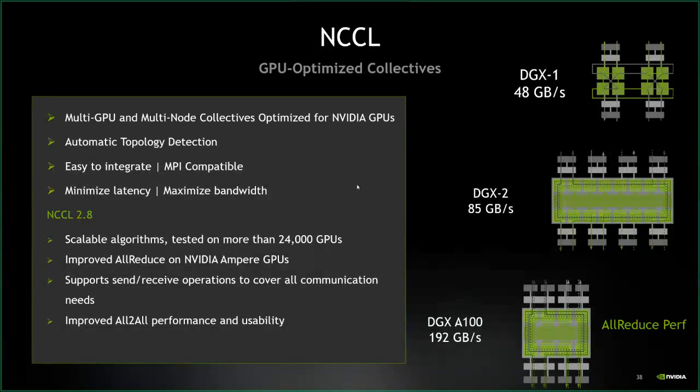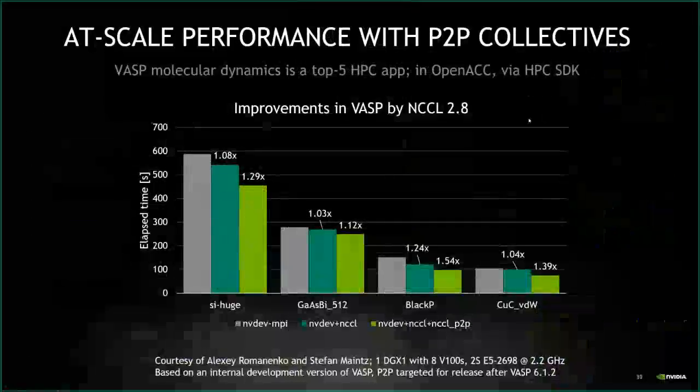NCCL 2.8 had some new enhancements, including scaling up the number of systems that we're able to demonstrate performance on, up to 24,000 GPUs, which is a big system. Improved all-reduce performance on Ampere GPUs, support for send and receive operations to cover all communication needs, and improved all-to-all performance and usability. Now, NCCL has historically been thought of as kind of a deep learning library, but it's starting to see some adoption even in just classical HPC simulation type applications.